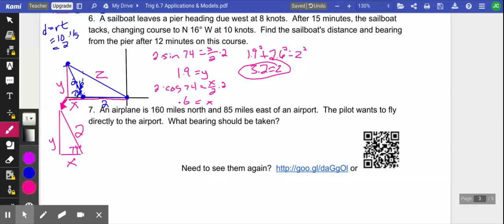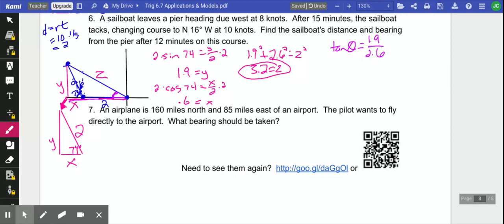We also want to find the bearing. So remember bearing, we're going to need to find this angle. So I'll probably use a tangent again. So the tangent of theta is Y, Y was 1.9, over this whole side, which is X plus 2. So 2.6. Sounds good. We'll do the inverse tangent of that. And we get 37 degrees.